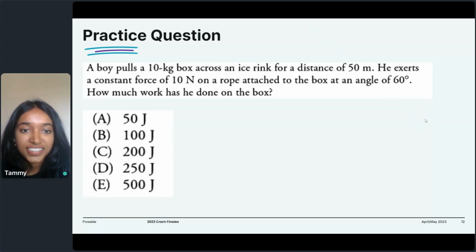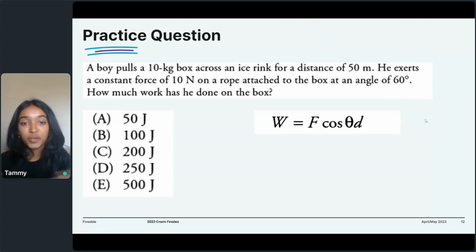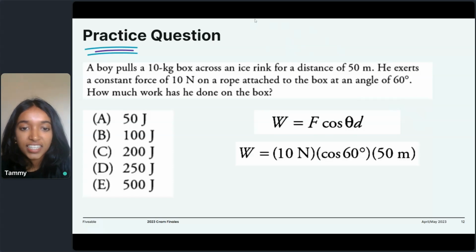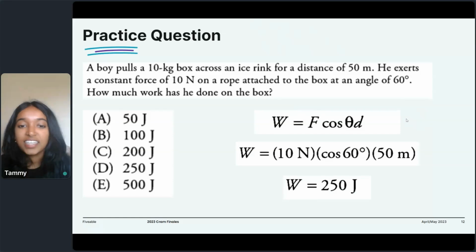Let's get those transitions in. So we know our work formula: it's force times cosine theta times displacement. All we're doing is basically plugging and chugging, right? So let's go to the next transition. We have our 10 newtons, we have our cosine 60 because that's the angle, and we have our 50-meter displacement. We finally multiply all of that together and we get 250 joules, which is option D.